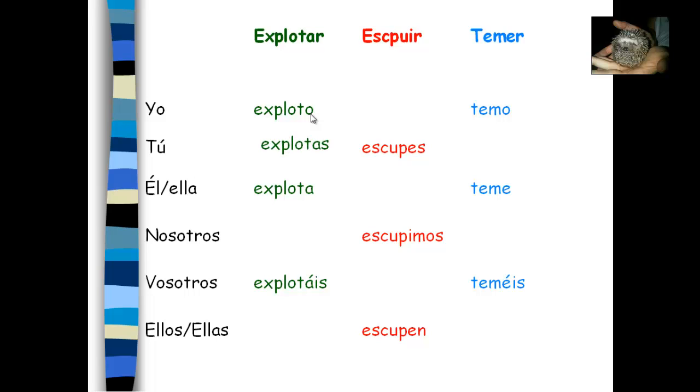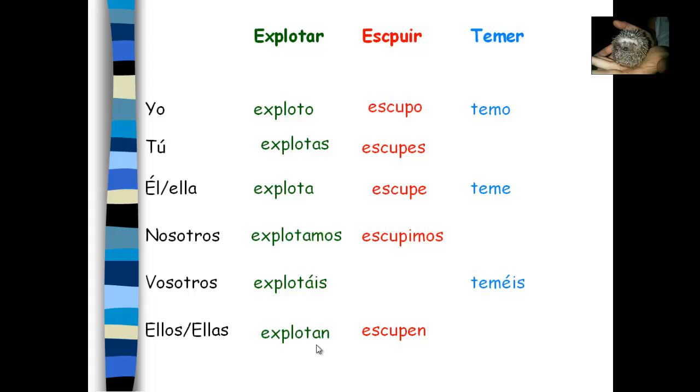Okay, so hopefully you got explotas, explota, explotamos, explotáis, explotan. So you can see here with the AR, you've got your stem, EXPLOT. And you've added the different endings. So O, as, a, amos, áis. Don't forget that accent.